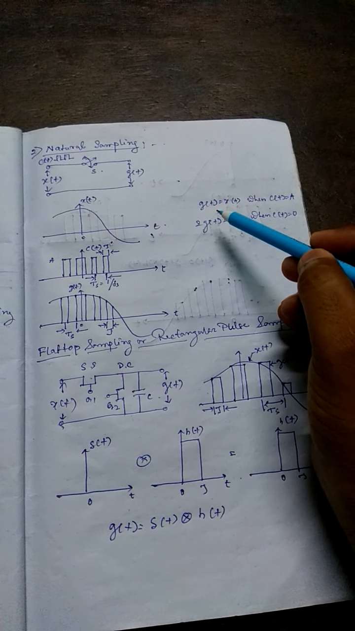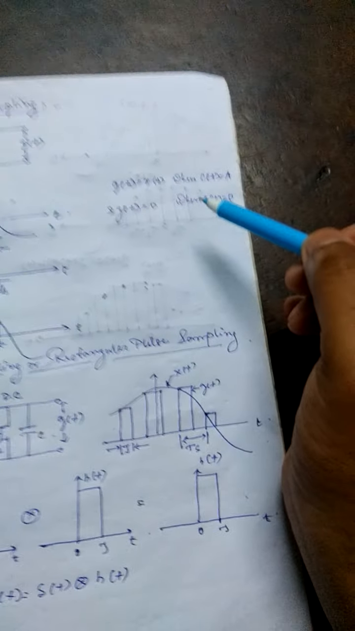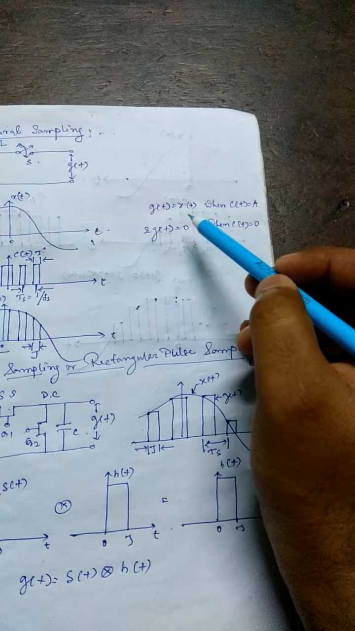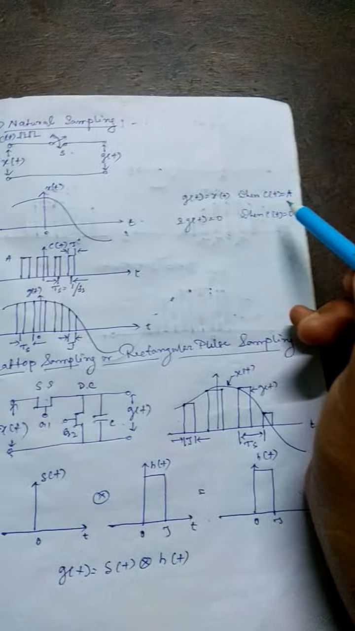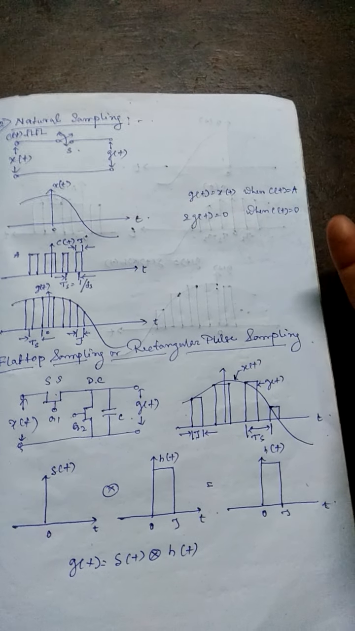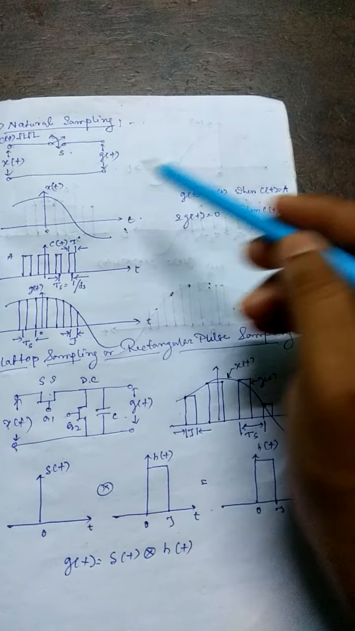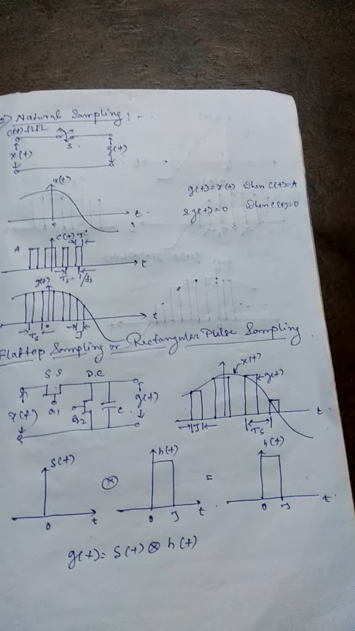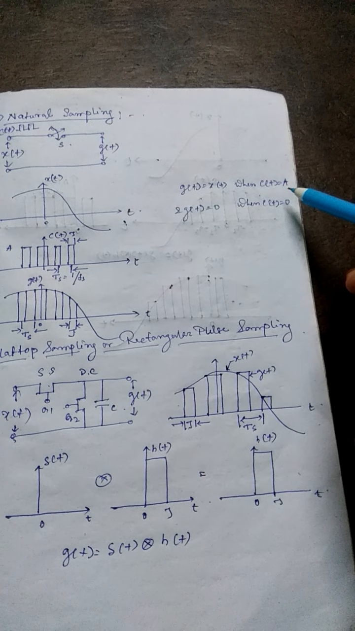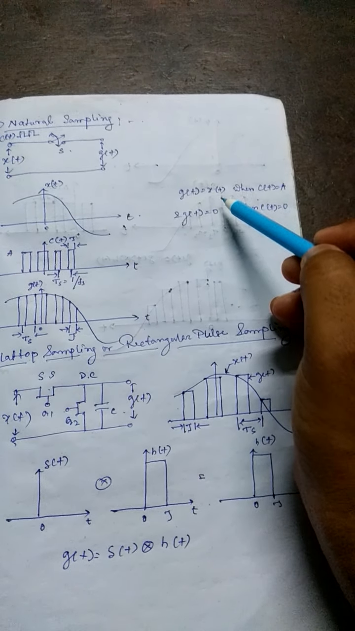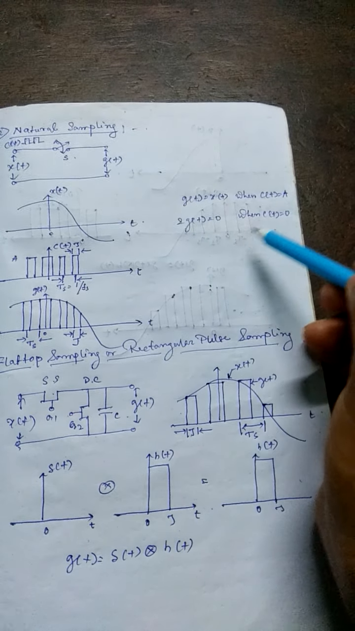Now the main point is that g(t) equals x(t) when c(t) equals A. Basically it is a switch. When the switch operates, that type of pulse appears. Otherwise we say that when the switch is on, the pulse wave with amplitude A is generated, and at that time g(t) equals x(t), that is, input and output are almost equal, and g(t) equals 0 when c(t) equals 0.